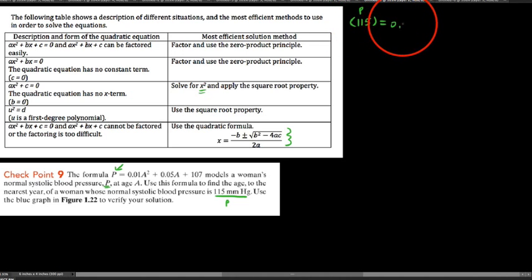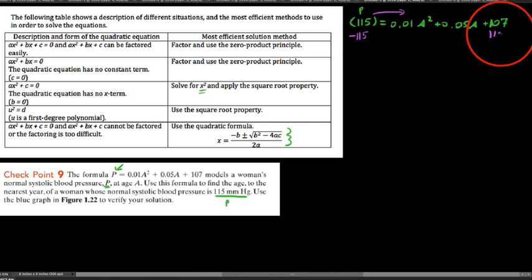We get 0.01a squared plus 0.05a, and this was plus 107. So the idea here is that we want to solve this equation, and we've got some really atypical values. I mean, these are not fun to deal with. So the first thing we want to do before we solve it is essentially get it equal to 0. So I'm going to move this negative 115 back over to here, or at least it becomes a negative 115 when I displace it to the other side.